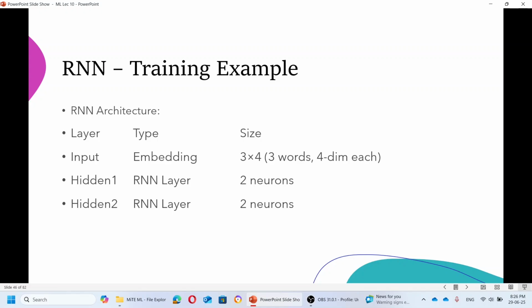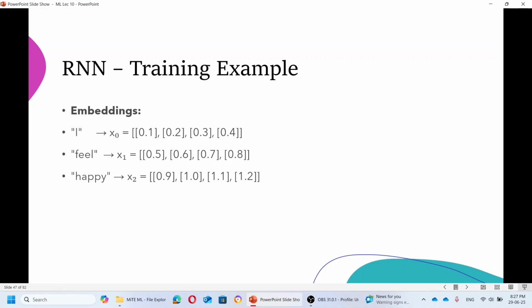Does it make any difference? No, it depends on the embedding algorithm which you have used. Again, I am using the same words: I, feel and happy. The only difference is that now I am using 4 embeddings. So you can guess that I am going to use x0, x1, x2, x3 instead of just x0, x1 and x2.